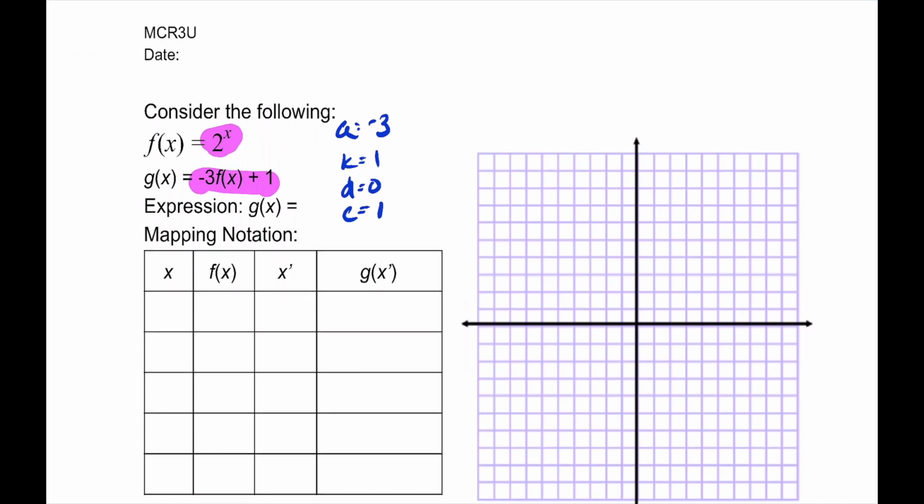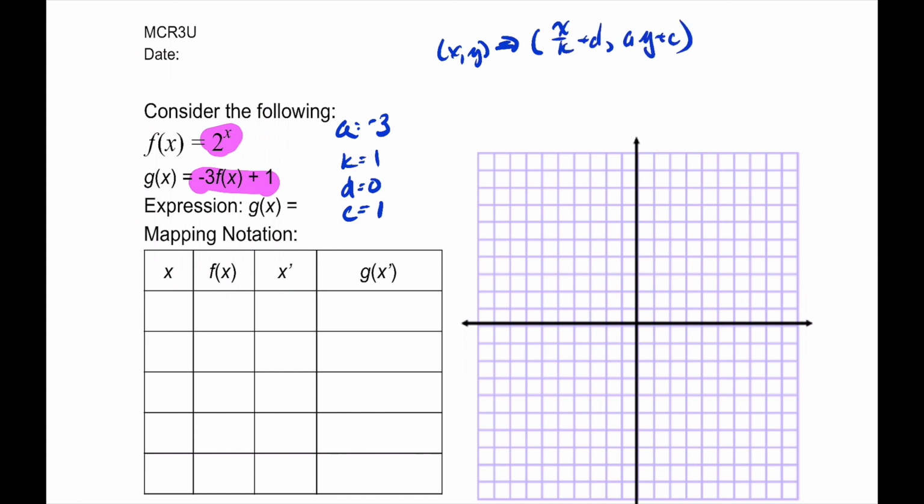So if we go back to our mapping notation, I'm going to write the mapping notation over here. Again, our general formula, and keep writing this so that it sticks in our head, is x over k plus d, then a times y plus c. So given x comma y on the function that we're transforming, in this case 2 to the power of x, in order to get the new points on our transformed function, in this case g of x, we apply x over k plus d to every single original value of x on our parent function, and then a times y plus c to every single y value that we got on our parent function.